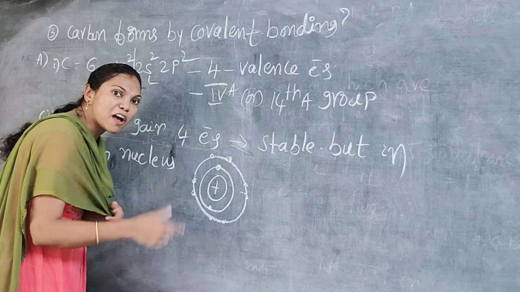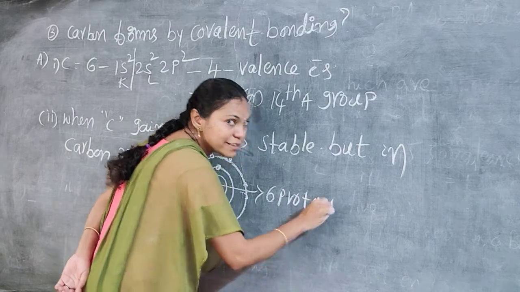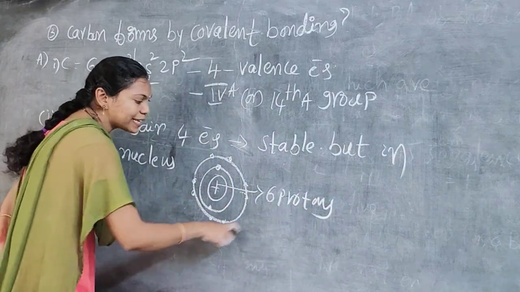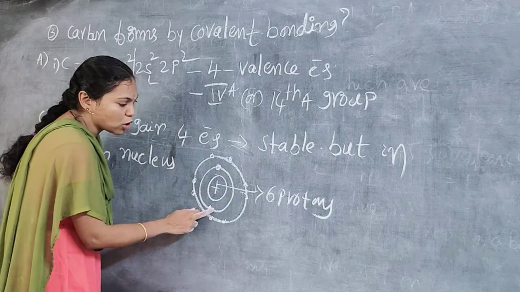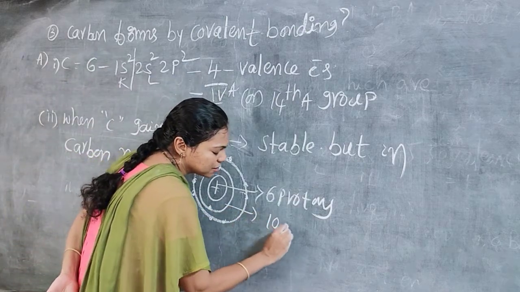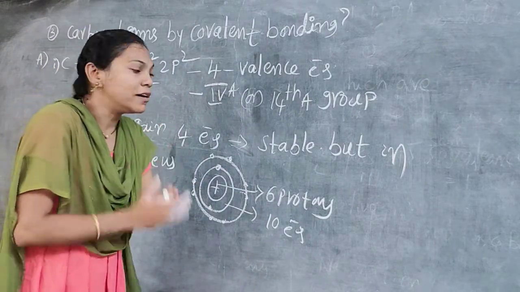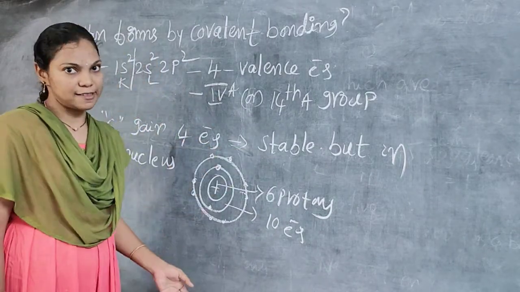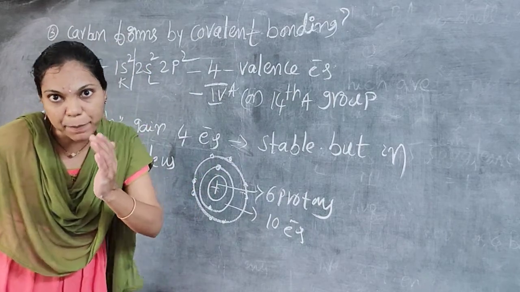The number of protons there is 6. Total 6 protons. But the total number of electrons is 10. Outer shell 8 and inner shell 2. Total how many electrons? 10 electrons. So carbon does not have the capability to hold 6 protons with 10 electrons. You understand my point?